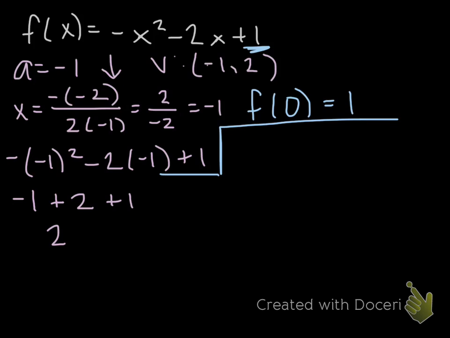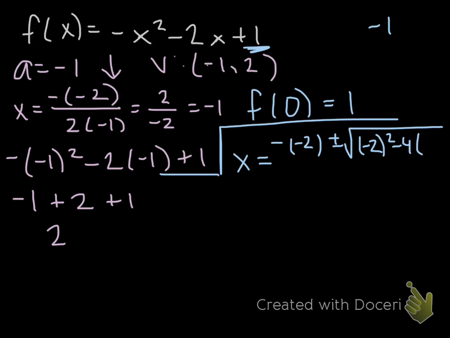This one will not be factorable, so if I do a times c, I get negative 1. And nothing's going to multiply to be negative 1 and add to be a negative 2, so we're going to have to do quadratic formula. So I'll have negative b, so negative of a negative 2, plus or minus the square root of b squared minus 4 times a times c, all over 2 times my a value.